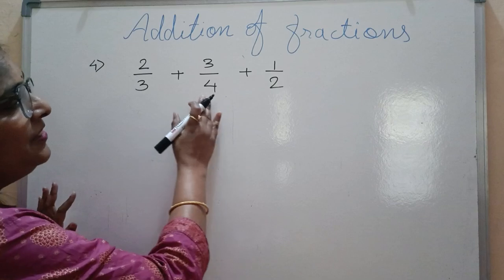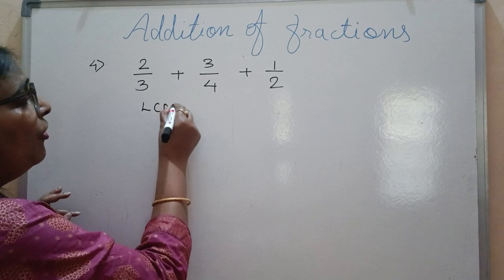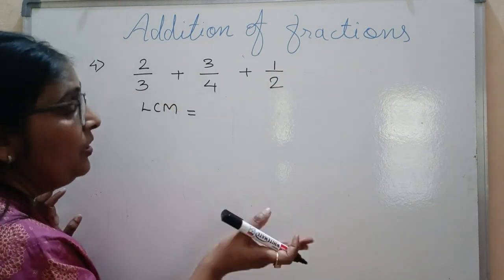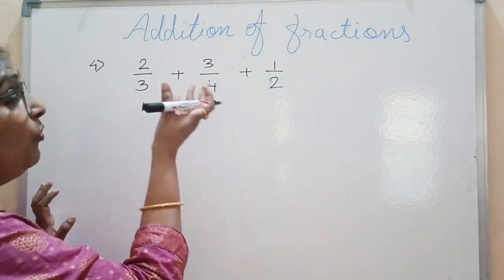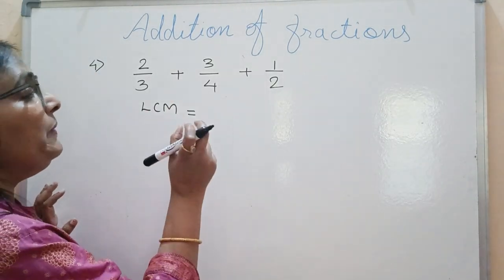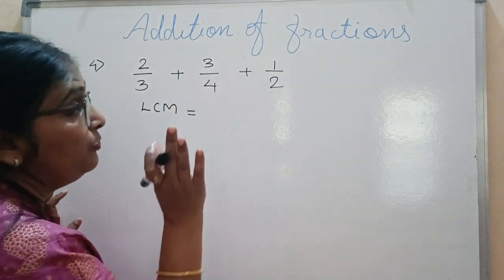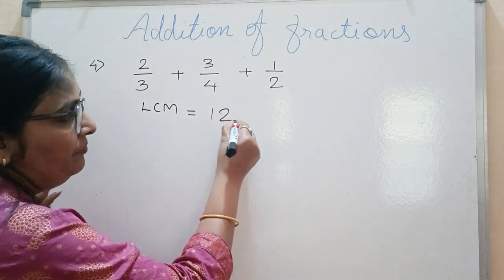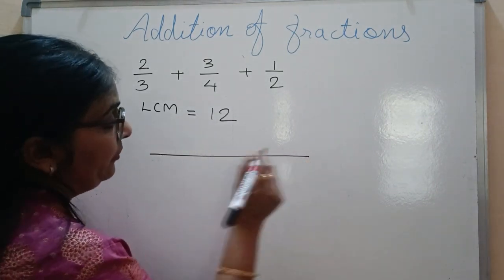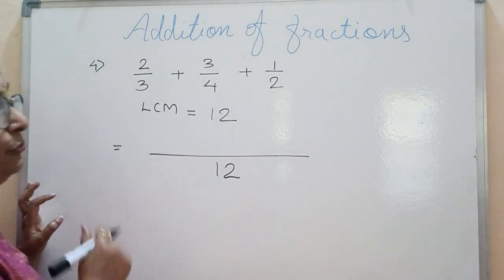Next, these are unlike fractions. First you have to take out the LCM of the denominators. What are the denominators here? 3, 4 and 2. I told you in the second method, if small denominators are there, you can take out the LCM by the multiple method. So what will be the common multiple? First one common multiple in the 3, 4 and 2 tables. It will be 12. Got it? Now we will do this sum by the second method. Okay? So I will write here denominator 12.